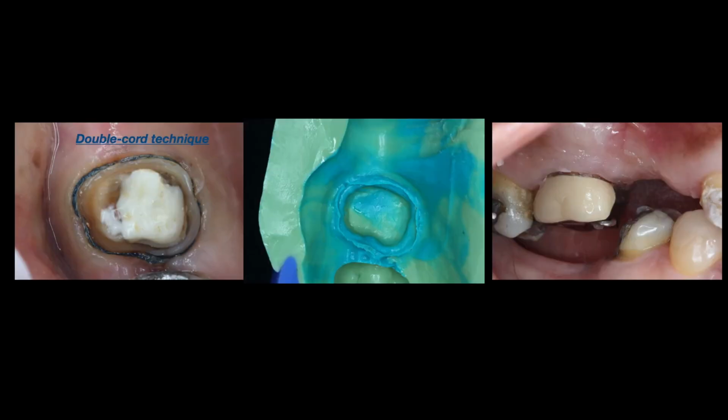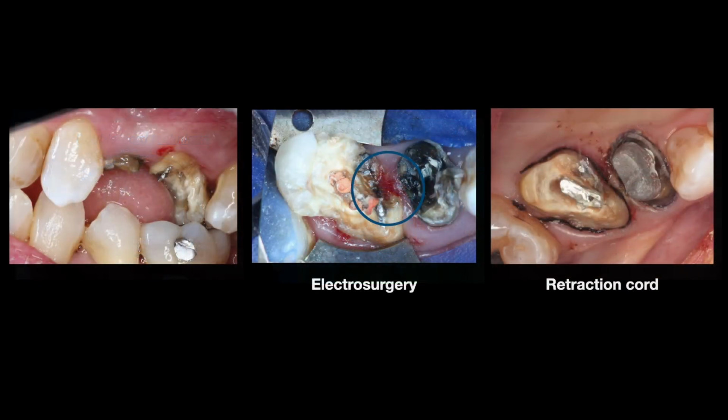This is a case where I physically retracted tissues using a double cord technique and an astringent as well. As you can see, good retraction will achieve a good impression, clear margins, and it will provide you with a good well-fitting crown. This is another case where I used a combination of electrosurgery and retraction cord to record the gingival margin. And as you can see on the right side, now you can see the margin fully, while it was difficult to see in the middle photograph.